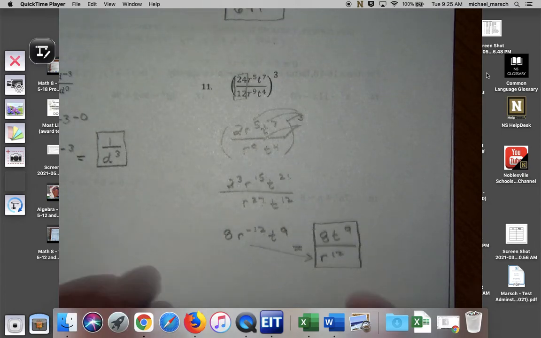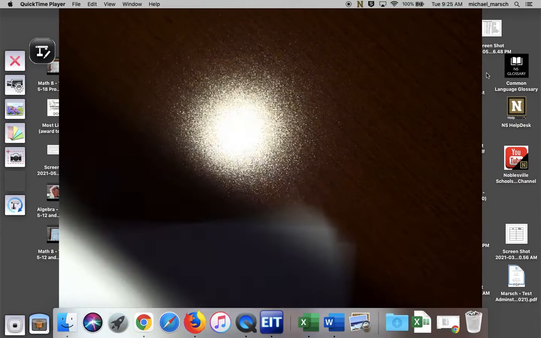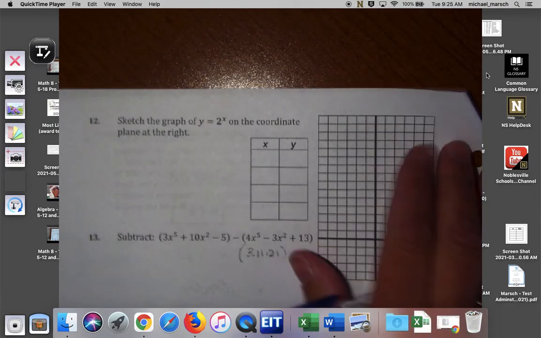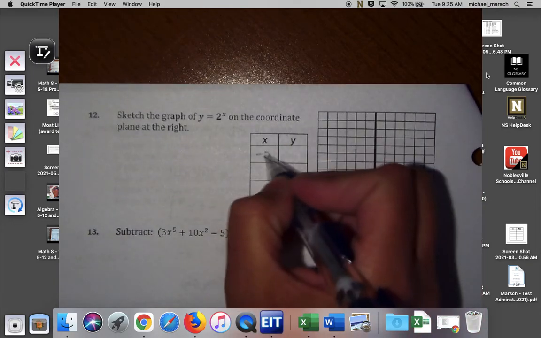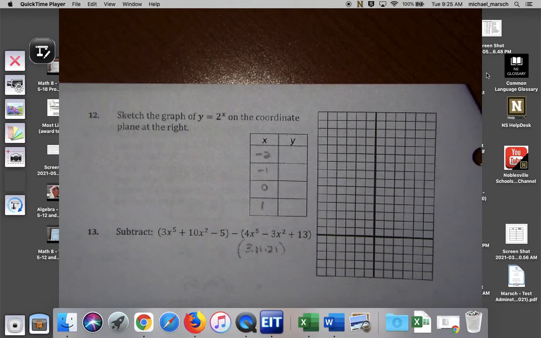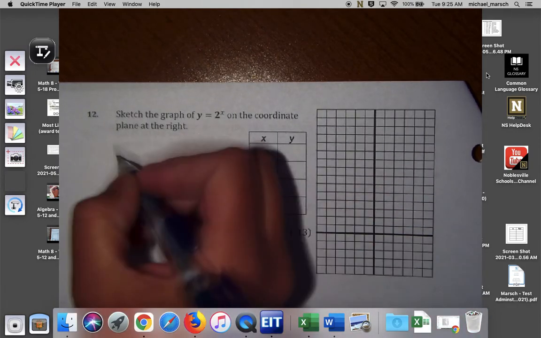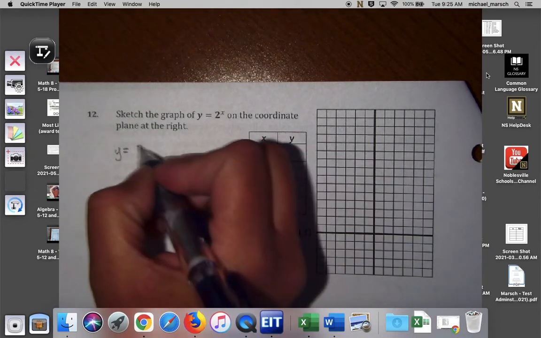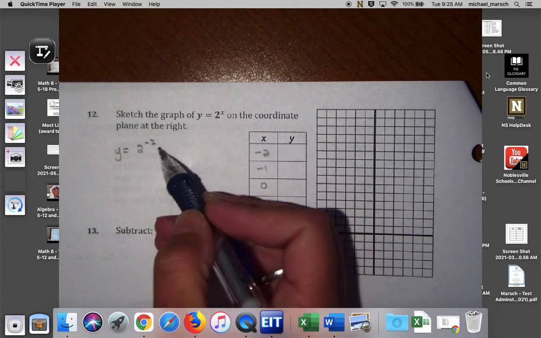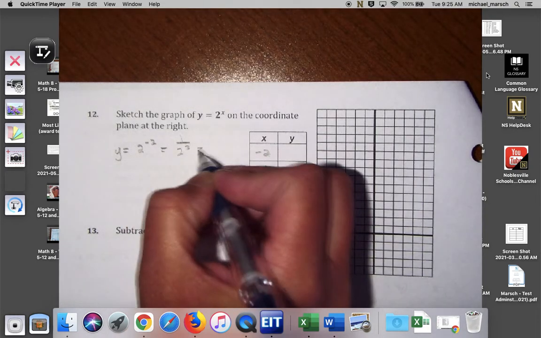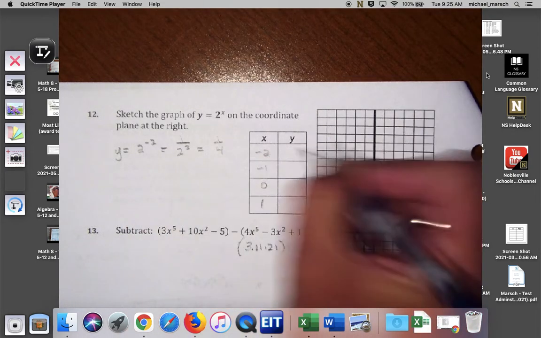Okay, let's move on to the next page. It says sketch the graph y equals 2 to the x power on a coordinate plane to the right. So I'm going to use negative 2, negative 1, 0, and 1, kind of like we always have. So if I put negative 2 in for x, y equals 2 to the negative 2. I can't leave it like that. So that actually equals 1 over 2 squared, which equals 1 over 4.